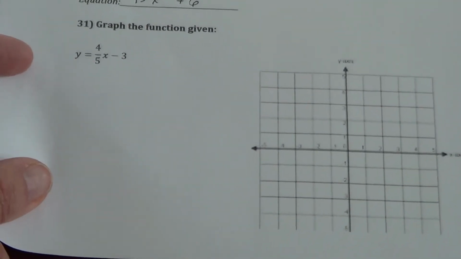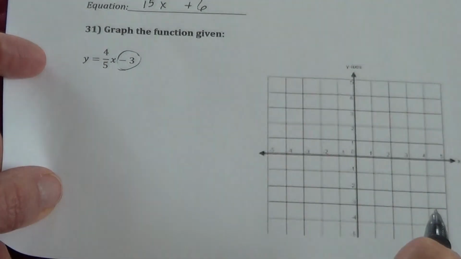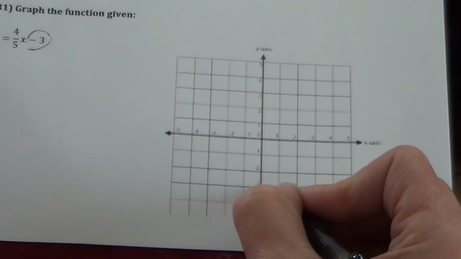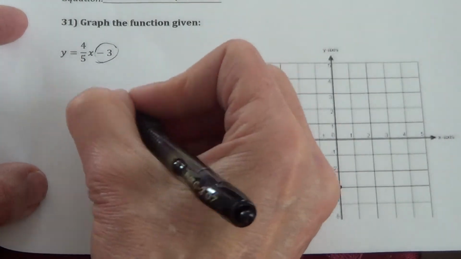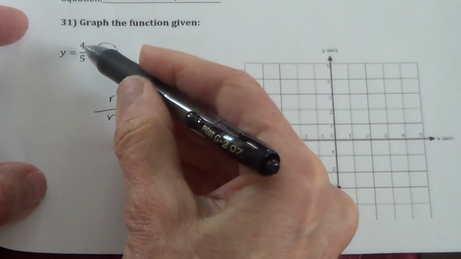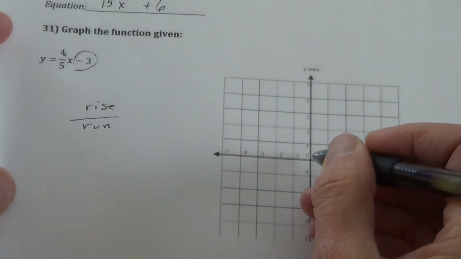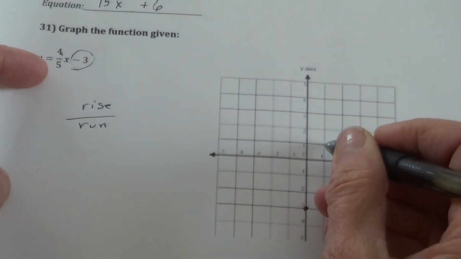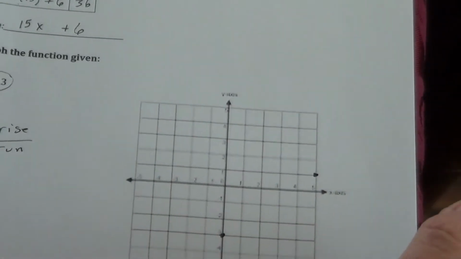Graphing a function, remember from class, the number not attached to x is your y-intercept. That's negative 3, so you come down to negative 3 on the y. That's your y-intercept. The number that is attached to x is your rise over run. We always rise, so we rise 4. From that point, we rise 4. And then we run 5 to the right. And that's where our line goes.